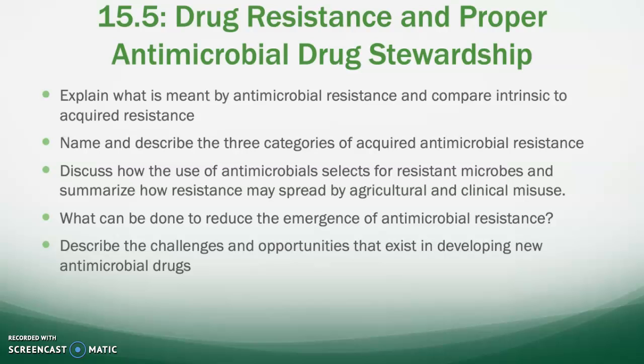By the end of this, you should know what antimicrobial resistance is and be able to compare both intrinsic and acquired resistance. You should also be able to name and describe the three categories of acquired antimicrobial resistance. And then I'd like you to be able to discuss the use of antimicrobials that select for resistant microbes, and then summarize how the resistance may spread by agricultural and clinical misuse.